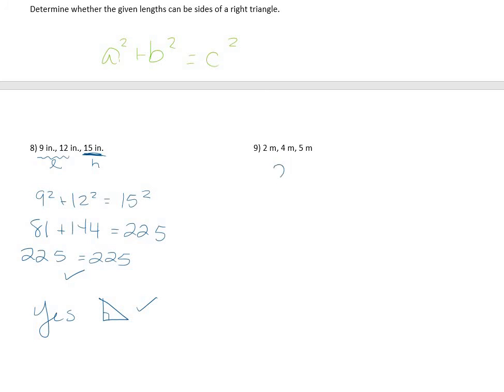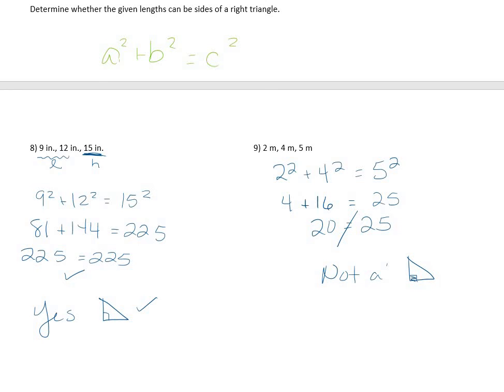Next one, I have 2 squared plus 4 squared. Is that going to be equal to 5 squared? 2 squared is 4 plus 16 is equal to 20. Does 20 equal 25? No, it does not. So this is not a right triangle.